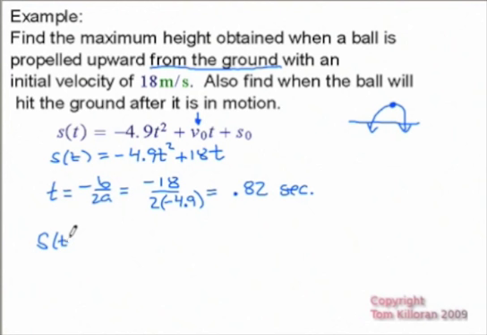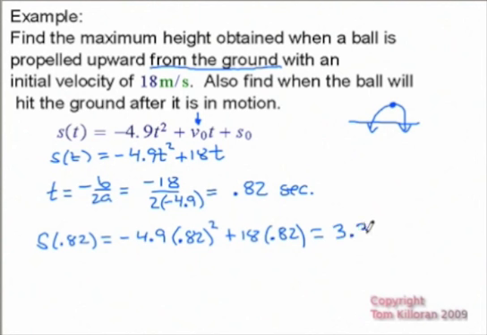Alright, to find exactly how high it went, we're going to plug it into our function. S stands for distance. We're going to plug in for t, so we're going to put in this 0.82. And this becomes negative 4.9 times 0.82 all squared, plus our 18 times 0.82. And typing this into a calculator, you're going to end up with 3.3. Now this 3.3 is the distance off the ground, and since we're dealing with meters per second, this must be 3.3 meters off the ground. So about 9 feet, maybe about 10 feet of height.